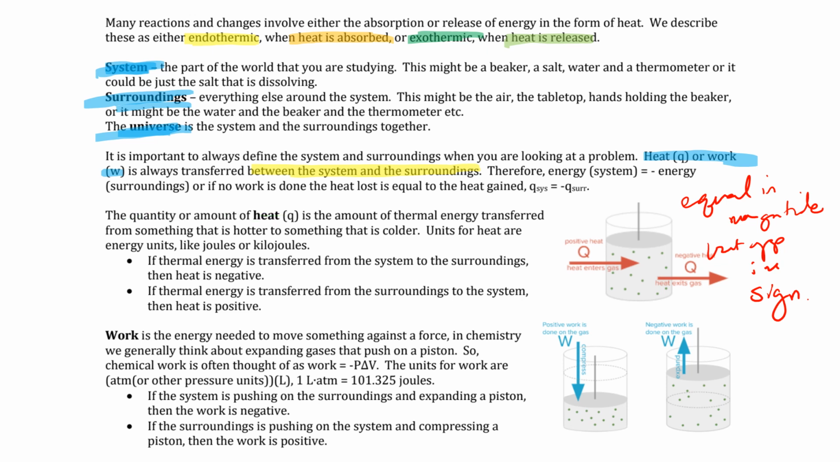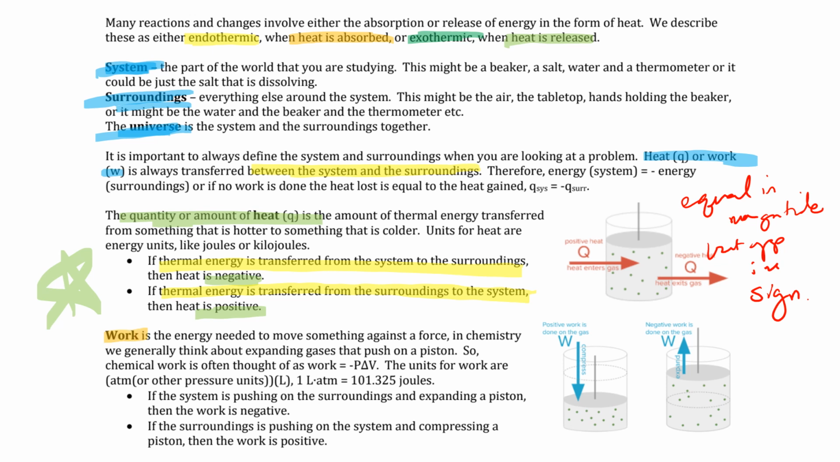is the amount of thermal energy transferred from something that is hotter to colder. So it's always going from hot to cold. If the thermal energy is transferred from the system to the surroundings, the heat will be negative. There's a lot of colors here, but I wanted it to stand out. If the thermal energy is transferred from the surroundings to the system, the heat is positive. And it'll always be equal in magnitude but opposite in sign. That's the part I was referring to.